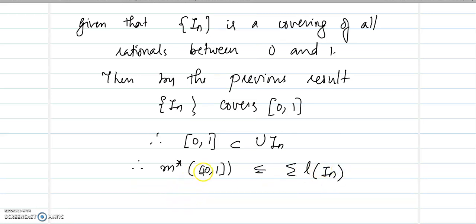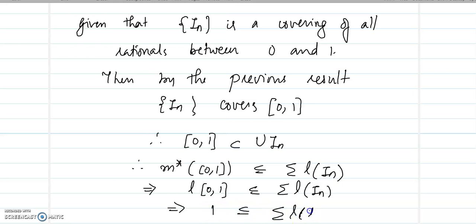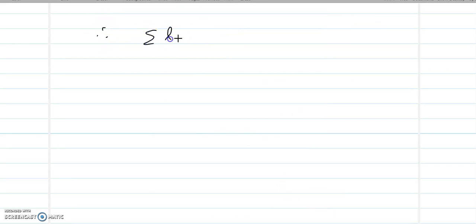Now, the closed interval [0, 1] is an interval. So for an interval, the outer measure will be the length of the interval. So that gives m star of [0, 1] equals the length of [0, 1], which is less than or equal to the summation of length of I_n. Now, the length of the closed interval [0, 1] is 1. So we will get 1 less than or equal to the summation of length of I_n. So that gives our required result. Therefore, the summation of length of I_n will be greater than or equal to 1.